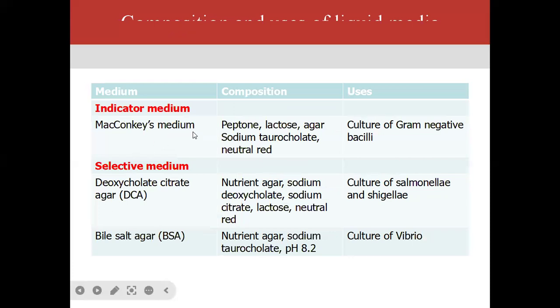Next, indicator medium. What is the composition? Peptone, lactose, agar, sodium taurocholate, neutral red. This is for culture of gram-negative bacilli. Next, selective media such as deoxycholate citrate agar. Composition is nutrient agar, sodium deoxycholate, sodium citrate, lactose, and neutral red. This is for culture of Salmonella and Shigella. Next, bile salt agar consists of nutrient agar and sodium taurocholate, and the pH is 8.2. This is for culture of Vibrio.